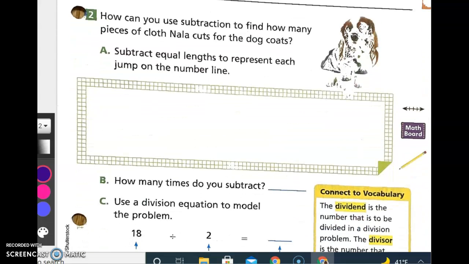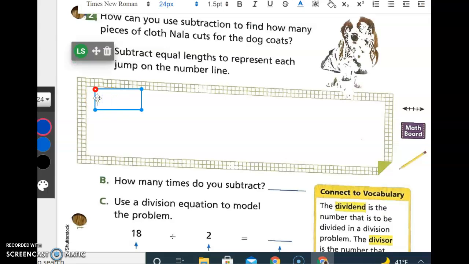How can you use subtraction to find how many pieces of cloth Nala cuts for the dog coats? Is this the same one we just did? No. Subtract equal lengths to represent each jump on the number line. So now we're going to write what we did on our number line. Okay? So we're going to say 18 minus what? How many did we go back? 2 equals what?